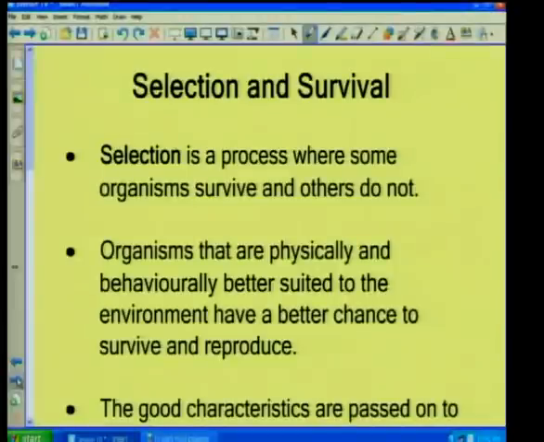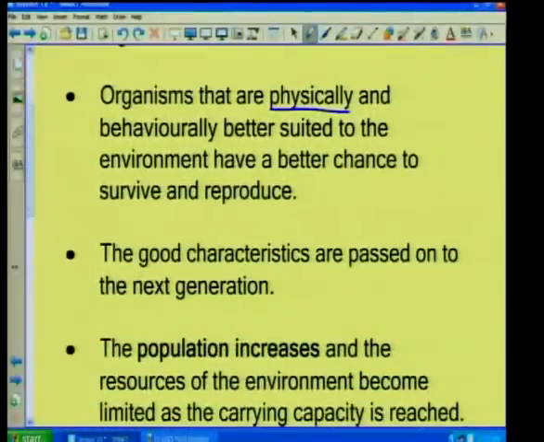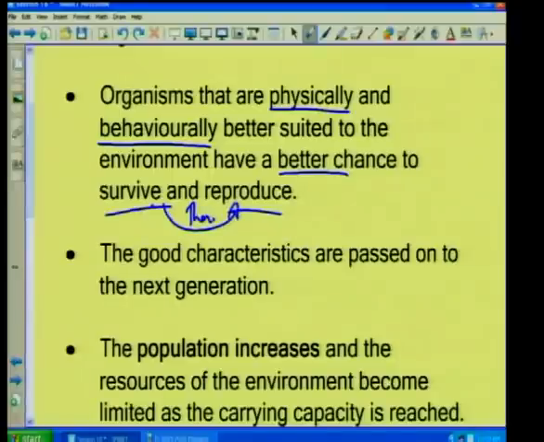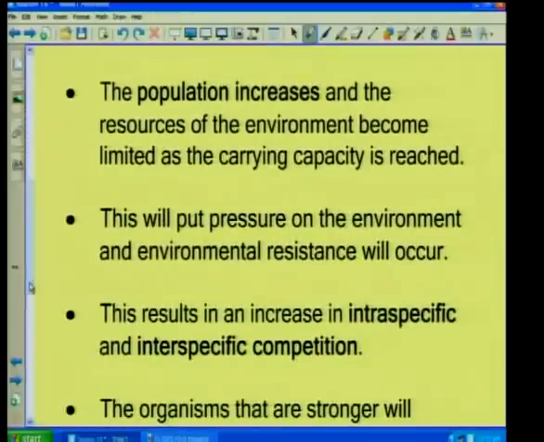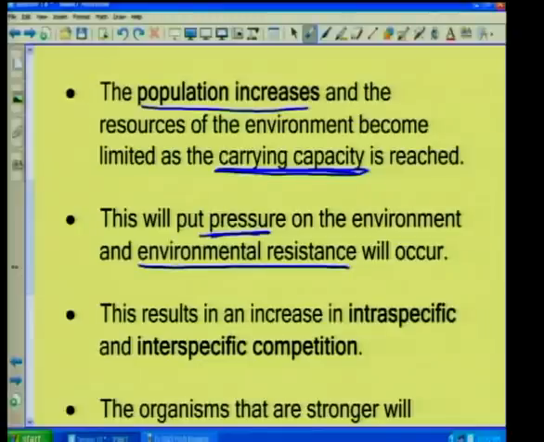Selection and survival. Okay, this is quite important. We have selection as a process where some organisms survive and others do not. Why are some selected and others aren't? It's going to depend on who is physically and behaviorally better suited to an environment. If they are physically better suited and their behavior is better suited, they're going to have a better chance to survive. And if they survive, they will then reproduce. The good characteristics are then passed on to the next generation and everybody sings Kumbaya. The population increases and everything is perfect until the environment reaches its carrying capacity. When that carrying capacity is reached, it starts to put pressure on the environment, and that will then cause environmental resistance.